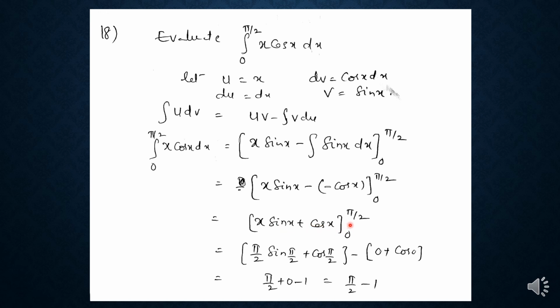That is, by putting x is equal to pi by 2 here, x is equal to pi by 2 into sin pi by 2 plus cos pi by 2, minus of x is equal to 0 becomes 0 plus cos 0. So pi by 2 into sin pi by 2 is 1, pi by 2, plus cos pi by 2 is 0, minus cos 0 is 1. That is equal to pi by 2 minus 1.